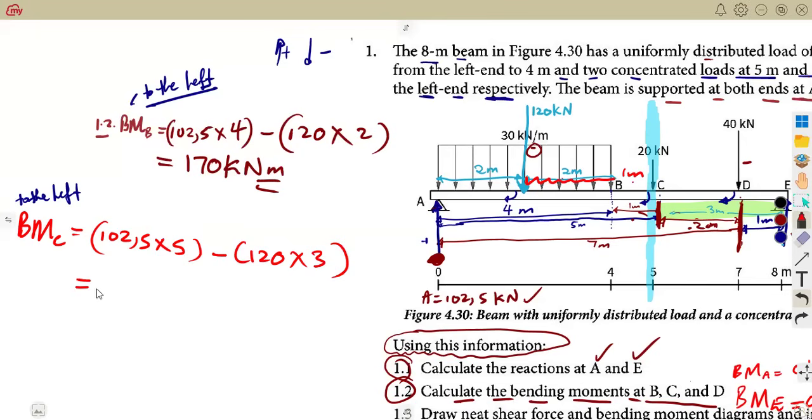So combining these two, it was going to give us 152.5 kilonewton meter.